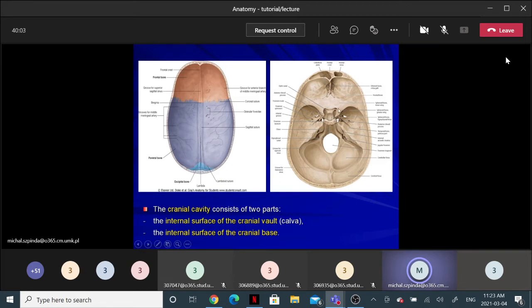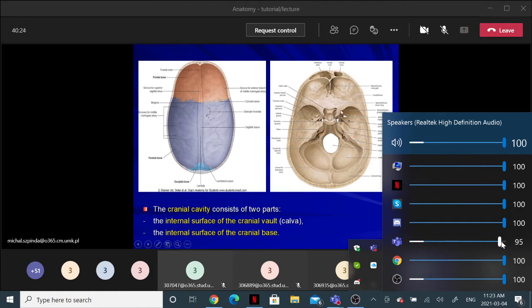The anterior root of the lesser wing is very weak. Contrariwise, the posterior root is robust and has a special name, the optic strut. The optic strut, because it supports the anterior clinoid process.